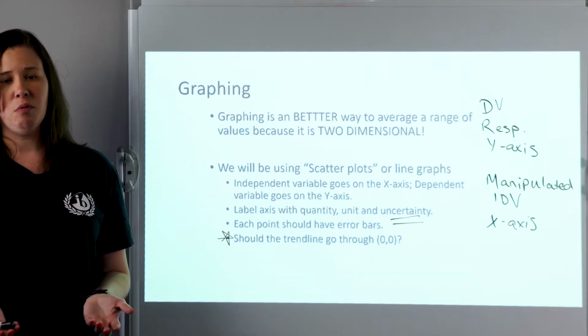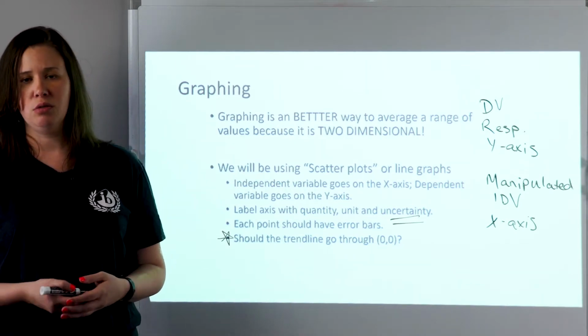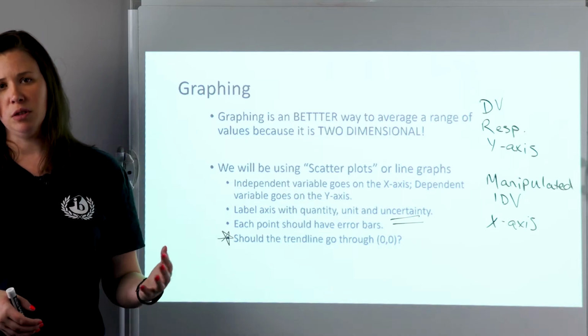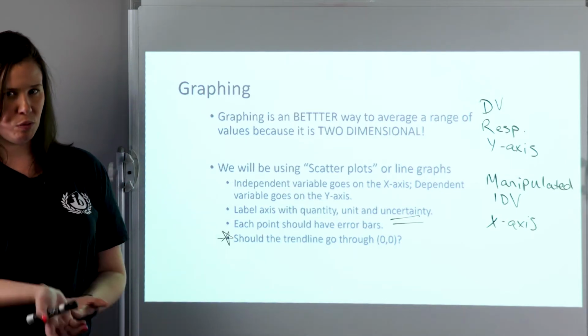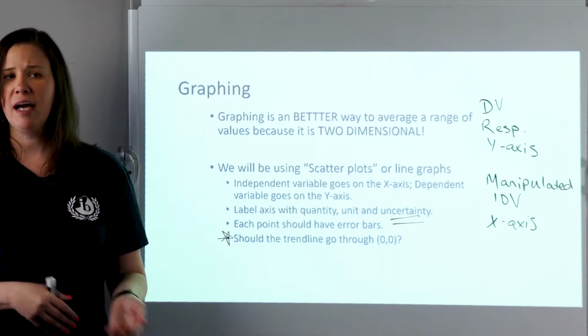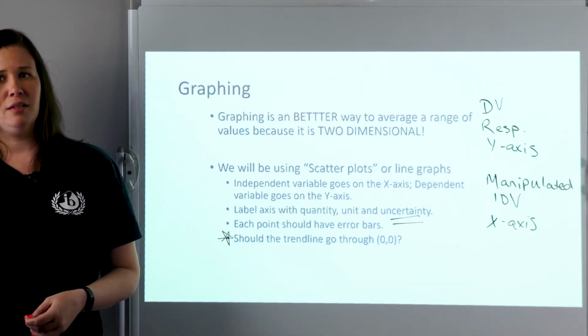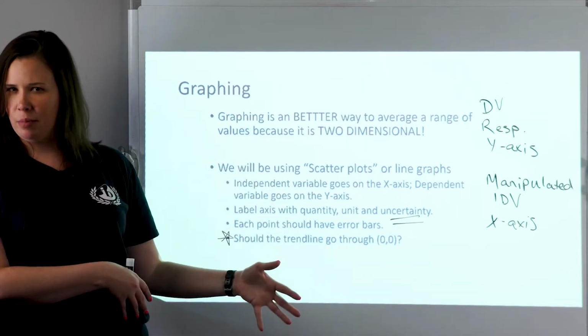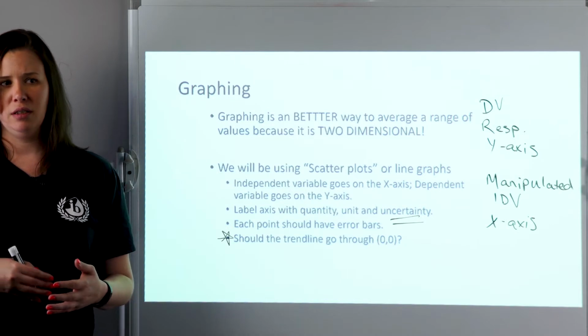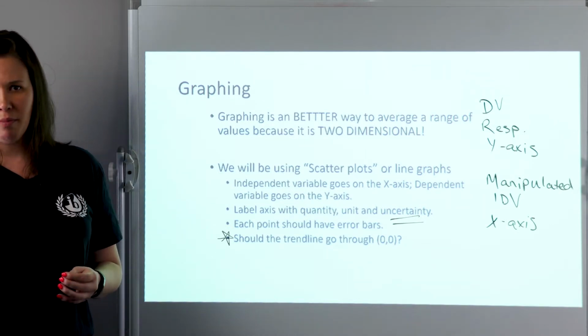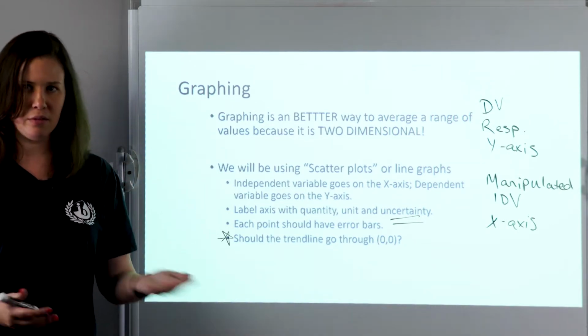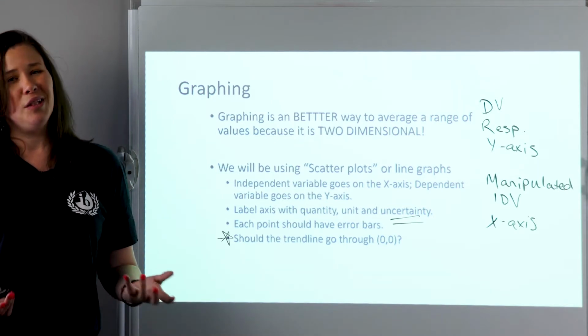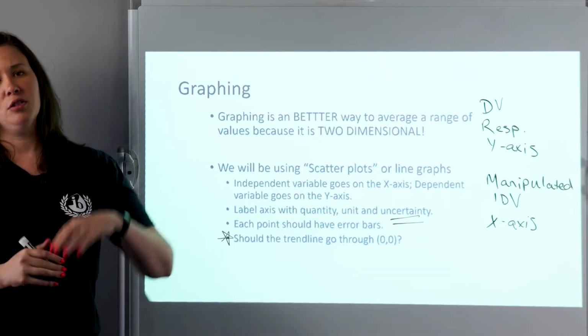So an example of where that would make perfect sense is what if I wanted to graph mass and volume in order to determine density, where density would be the slope. Well, if I have 0 mass, then I probably don't take up any space, so an object or nothing with mass would also take up no space. 0, 0 makes sense.